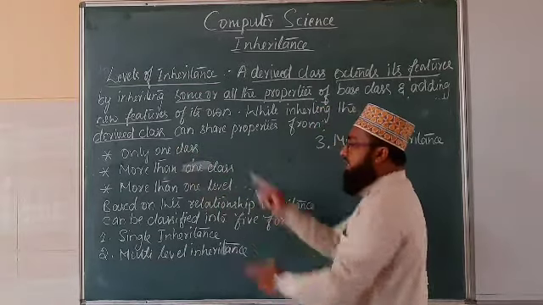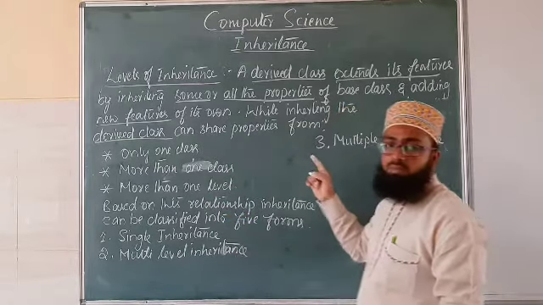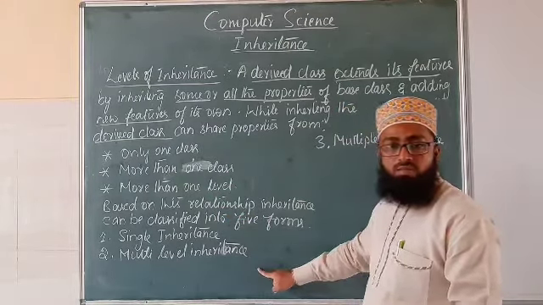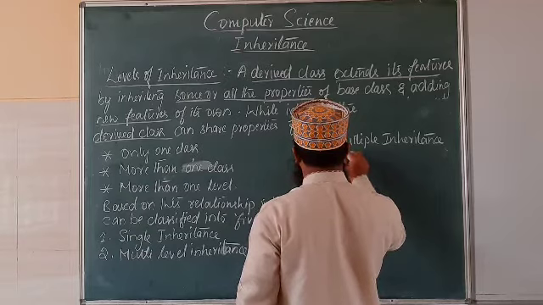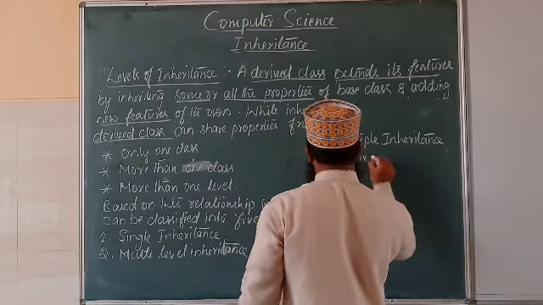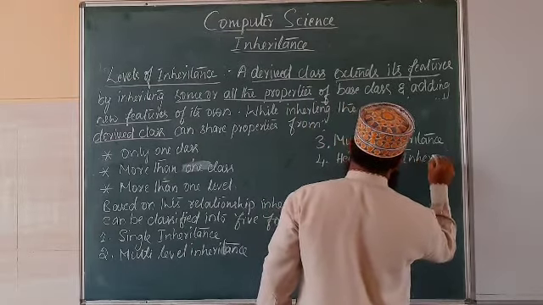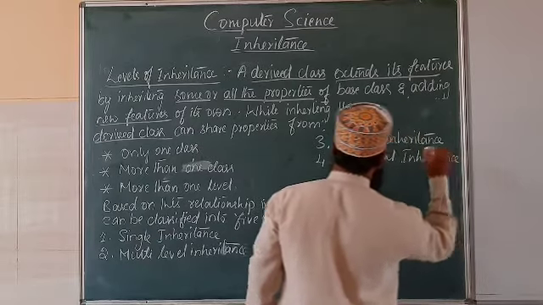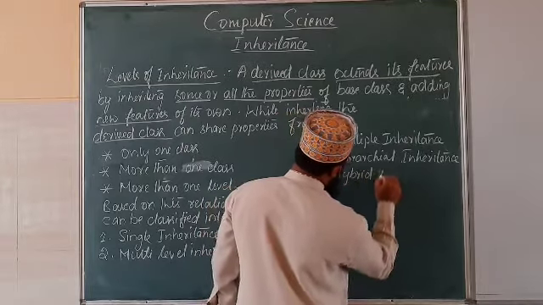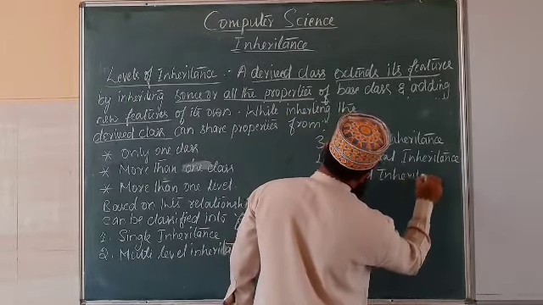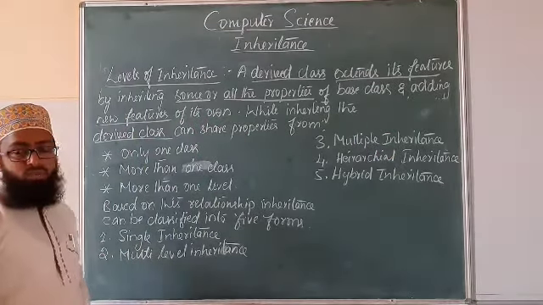Based on these 3 levels, inheritance is classified again into 5 types: single inheritance, multi-level inheritance, multiple inheritance, and the fourth one is hierarchical inheritance. And the last one is hybrid inheritance. These are the 5 types of inheritance.